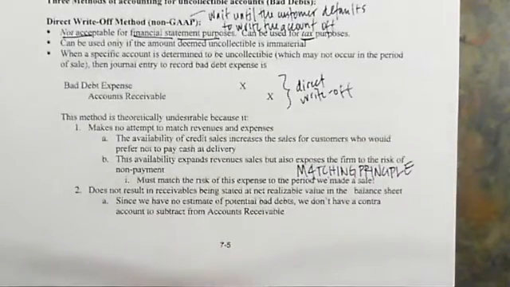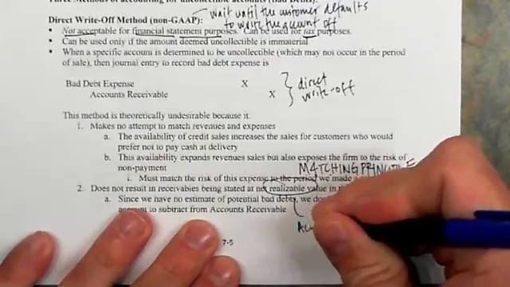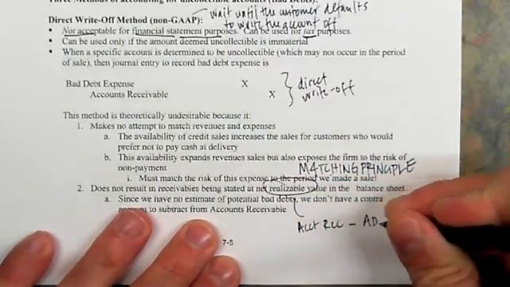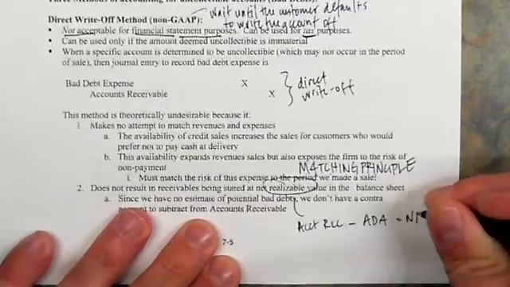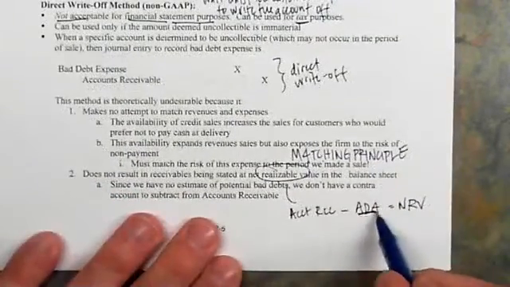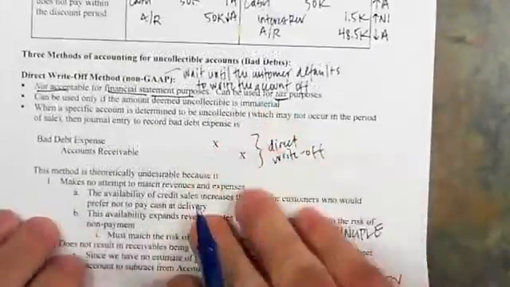It does not result in receivables being stated at a net realizable value. The only way we get the net realizable value is by taking accounts receivable and subtracting off the allowance for doubtful accounts. That gives us our NRV, right? Well, in this case, we don't have an NRV because we don't have any allowance for doubtful accounts. We don't have any estimate of what will go bad. We just write it off when it does.